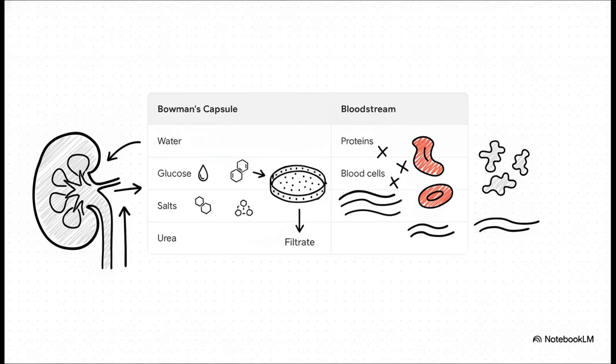So what actually makes it through this high-pressure filter? If you look at the left, pushed into the Bowman's capsule, we've got water, glucose, salts, and urea. This becomes the filtrate. But check out the right side. Larger molecules, things like proteins and red blood cells, they're physically just too big to pass through, so they stay safely inside the bloodstream. It's a remarkably precise physical sorting mechanism.